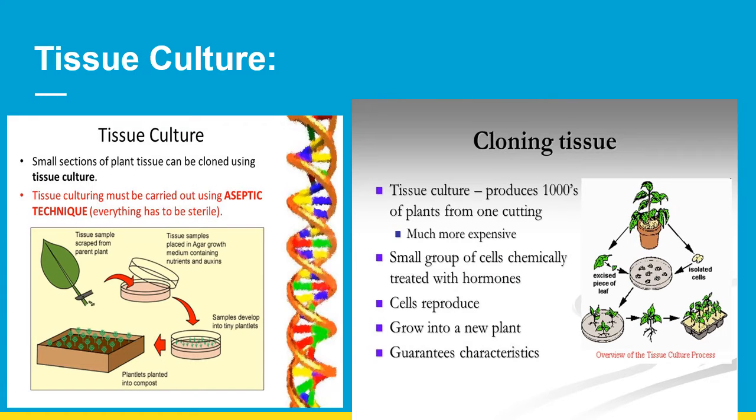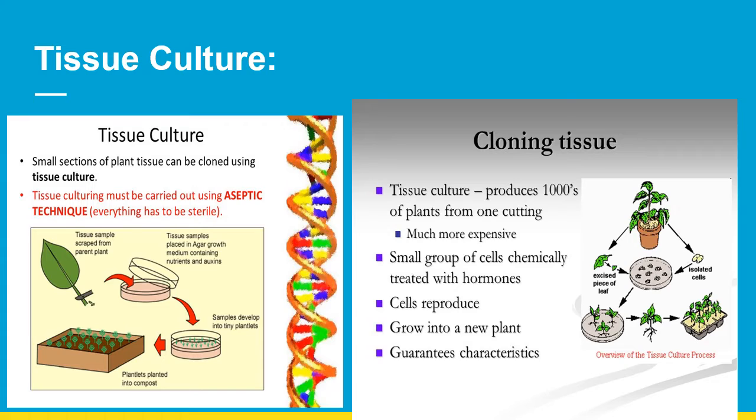The next technique is tissue culture, otherwise called cloning of tissues. This is a new technology that came forth for the production of an enormous number of plants from a group of tissues. A small section of plant tissue can be cloned using the process called tissue culture, and it is carried out in aseptic, that is sterile, conditions inside the laboratory, and you can grow an enormous number of plants from these tissues.